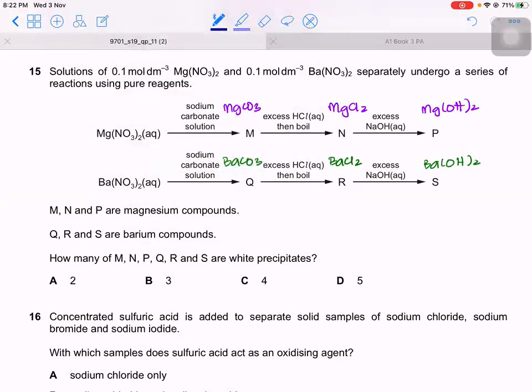So let's see which of these are white precipitates. Magnesium carbonate is a precipitate because all carbonates are insoluble. So these two are precipitates. Magnesium chloride and barium chloride are not because all chlorides are soluble except silver and lead. Magnesium hydroxide is a precipitate because it is insoluble. Barium hydroxide is not a precipitate because it is soluble. Solubility of hydroxides increases down the group, which is why this is soluble and won't be a precipitate. Only three are: 1, 2, 3. The answer is B.